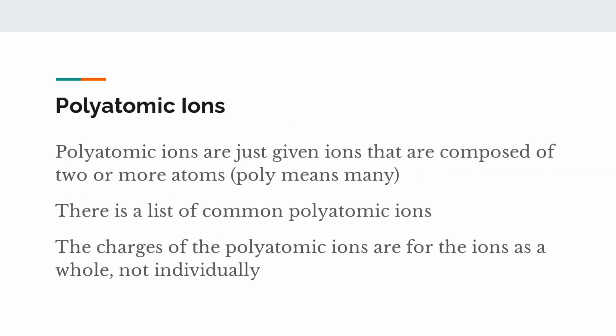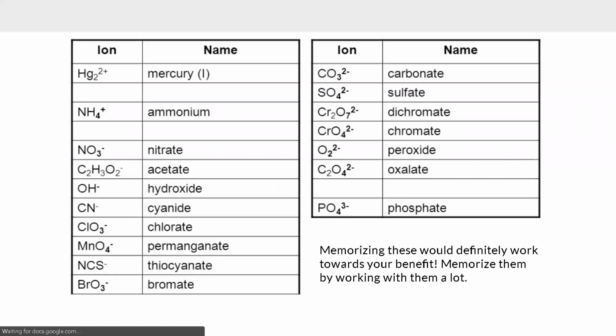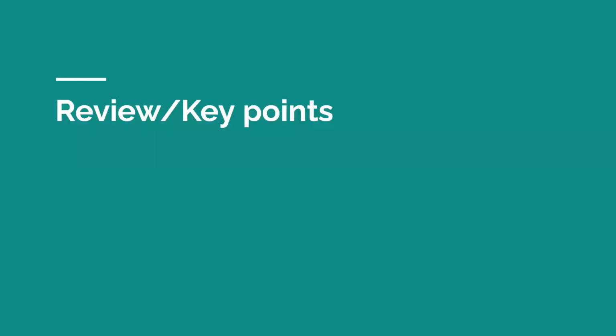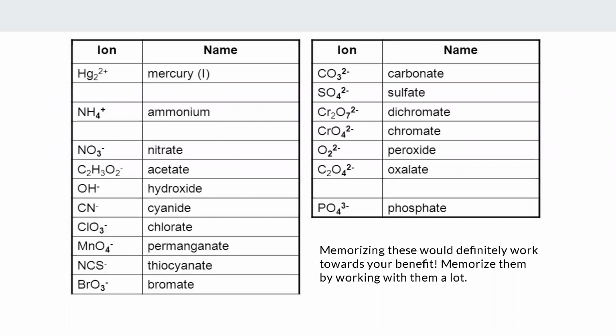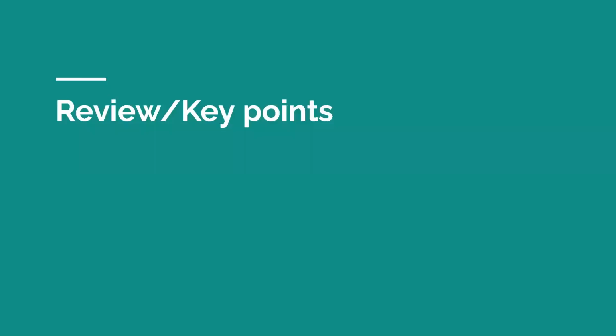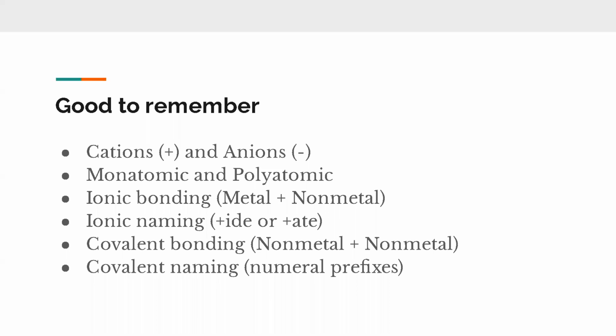Polyatomic ions, again, poly just means many. So polyatomic ions are just ions composed of multiple atoms. Here's the little list of polyatomic ions that I asked you guys to know and practice with. Hopefully, if you did the homework, you would be pretty familiar with some of these. These were the review key points from last lesson.